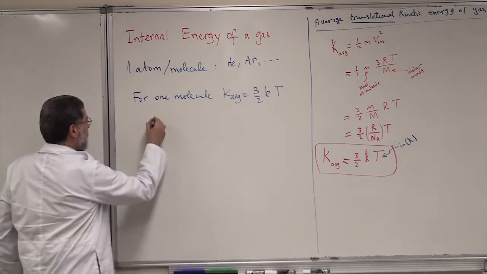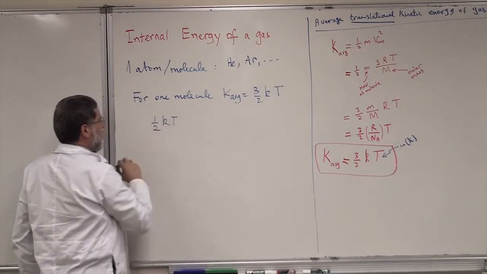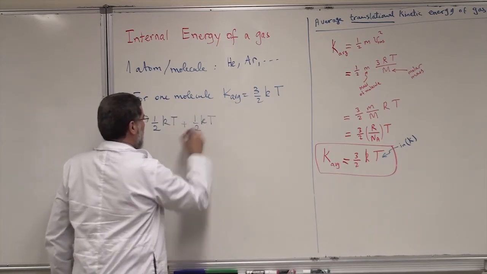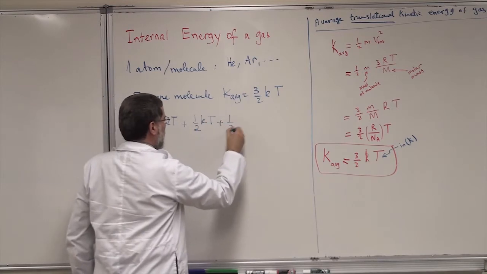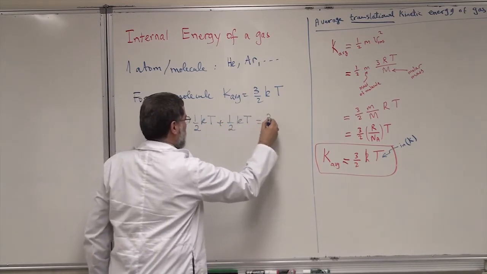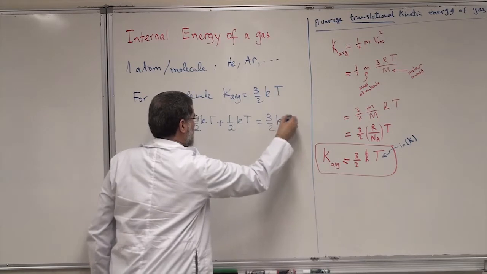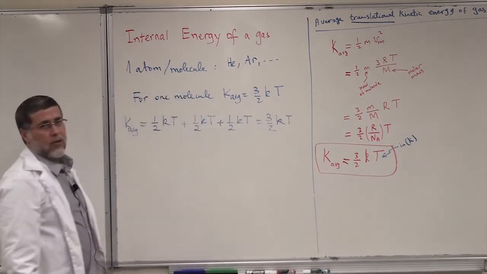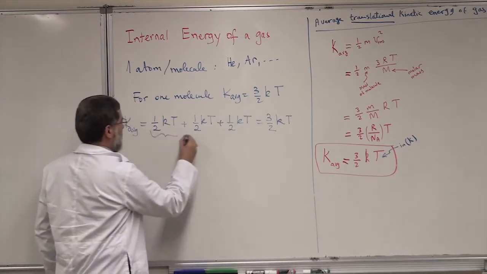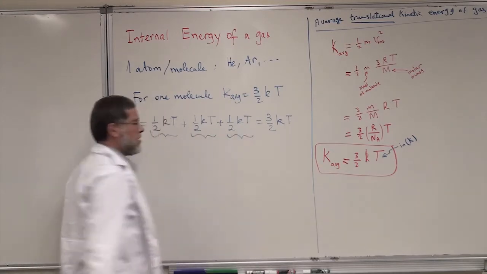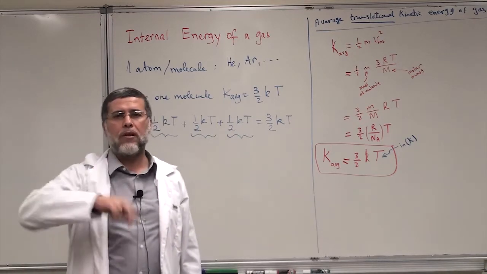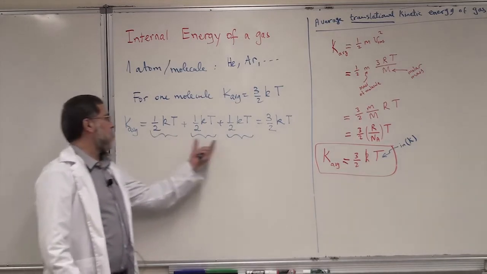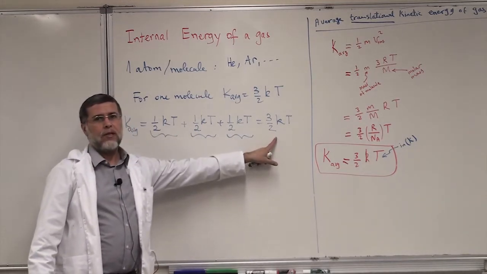So you have half kT for the first dimension along the x-axis, plus half kT along the y-axis, plus half kT along the z-axis, and this will give you 3/2 kT. That's the translational kinetic energy on the average per molecule. We call this the equipartition of energy: energy is divided equally in the 3 dimensions, and this is what gives you the 3/2 kT.